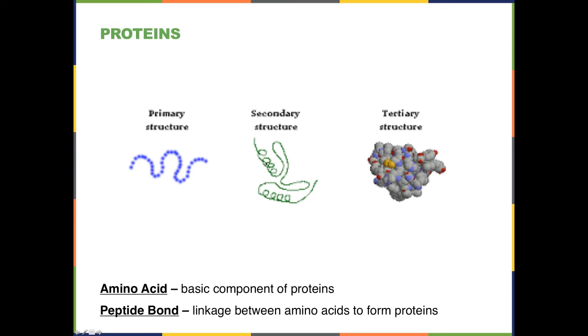Usually it's either an alpha helix or a beta pleated sheet, and that is known as the secondary structure. And then finally it will form a glob, which is known as the tertiary structure.